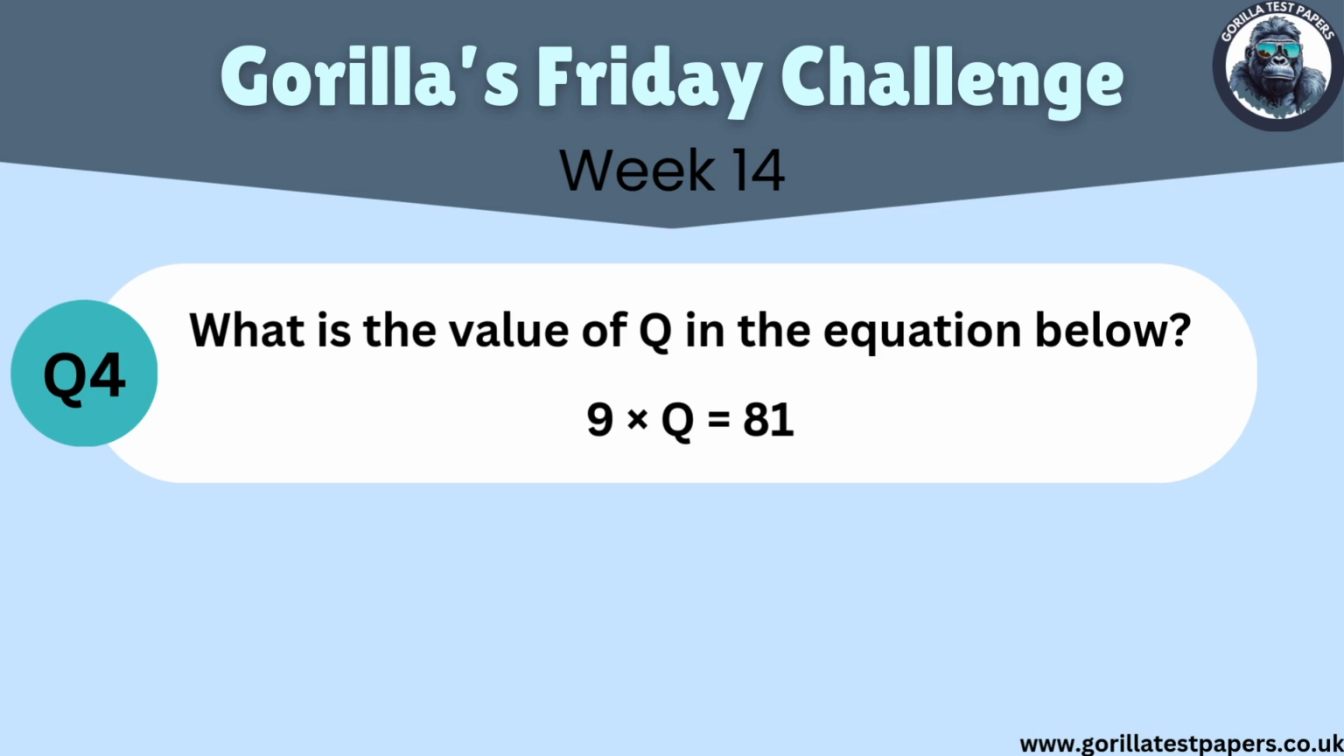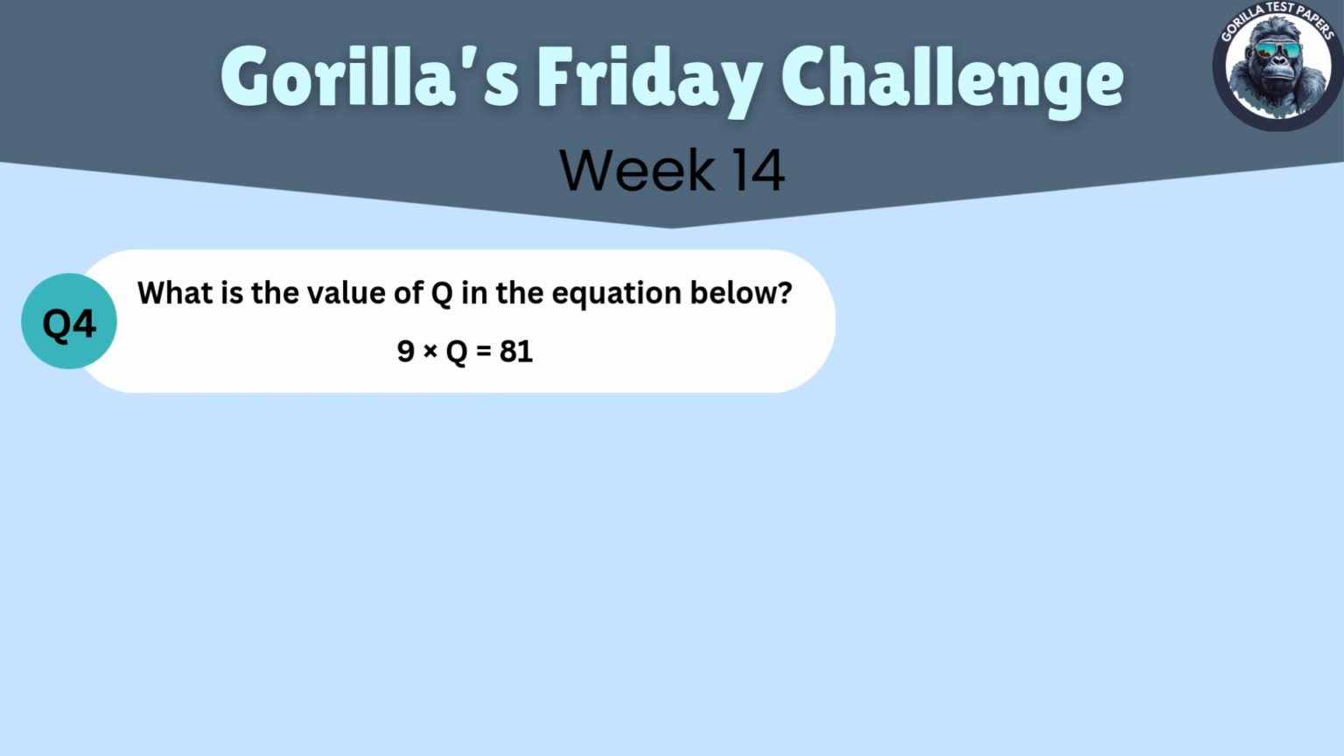This is the fourth question of the week. The question asks, what is the value of q in the equation below? The equation is 9 multiplied by q is 81. Pause the video now to try the question yourself. Alright, let's get into it.